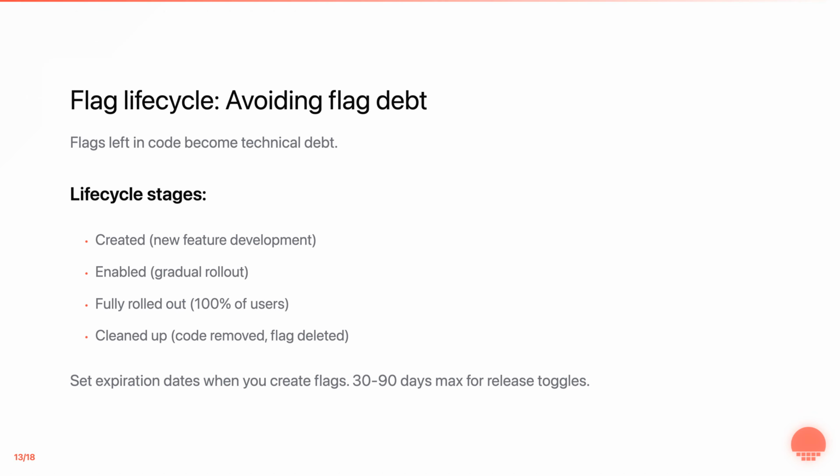Here's the trap. Flags left in your codebase become technical debt fast. The lifecycle should be intentional. Create the flag, enable it gradually, hit 100%, then clean it up. Delete the flag, remove the conditionals, simplify the code. Best practice? Set an expiration date when you create the flag. 30 to 90 days max for release toggles. If a flag lives longer, it's either a permission flag or debt you forgot about. Treat flags like scaffolding, essential while building, but you take it down when done.